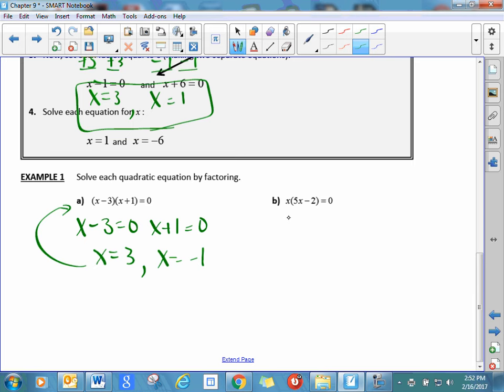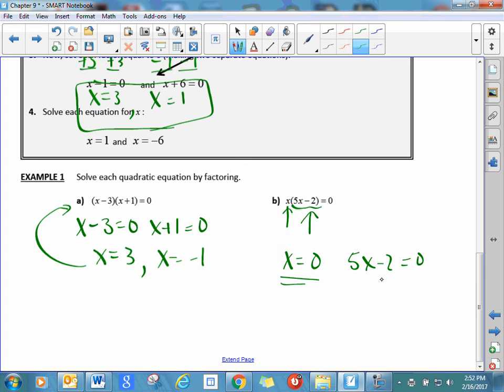So let's do this one on this page. This is already factored, so we're going to set both factors, this is a factor, and this is a factor, equal to 0. x equals 0, and 5x minus 2 equals 0. Well, there's our answer for that one.